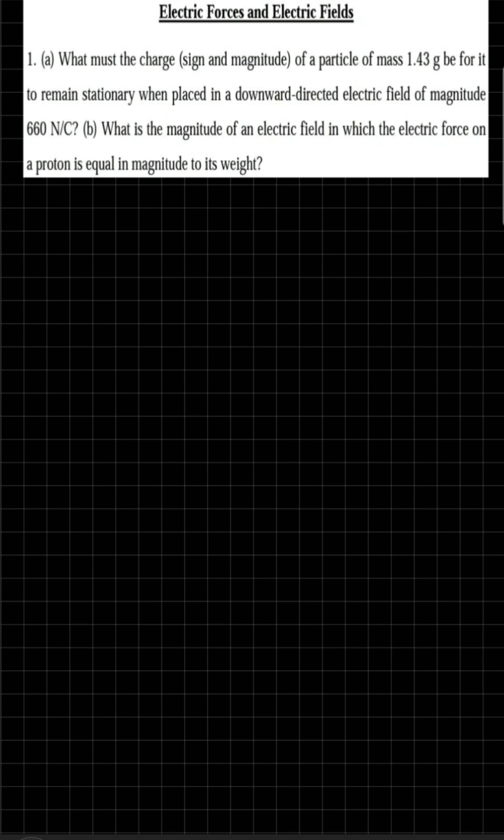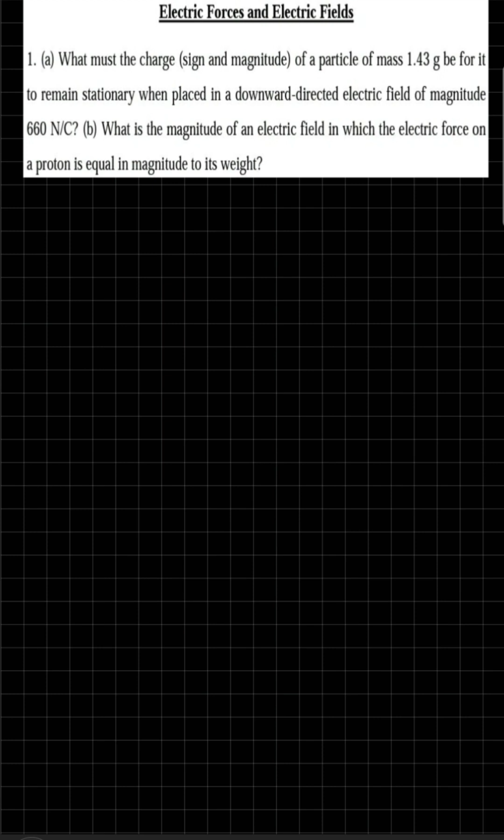Part A says, what must the charge, which is the sign and the magnitude of a particle of mass 1.43 grams, be for it to remain stationary when placed in a downward directed electric field of magnitude 660 newtons per coulomb? So you must understand that they're not only asking us to find the magnitude, but they're also asking us to find the sign, which is very important because we need to know, is it going to be positive or is it going to be negatively charged? And I'm going to show you how to determine that.